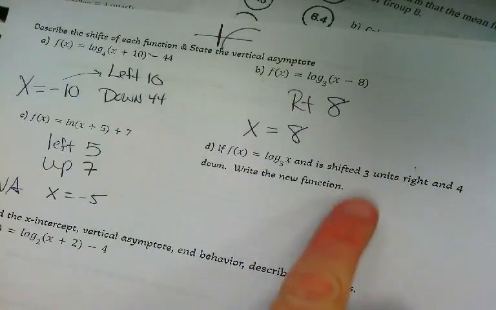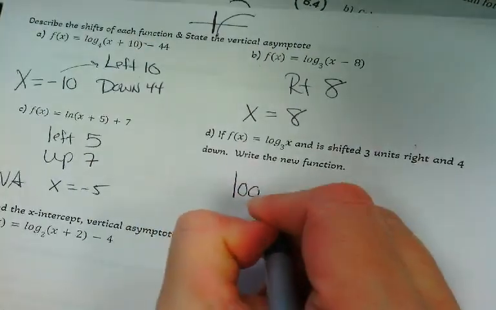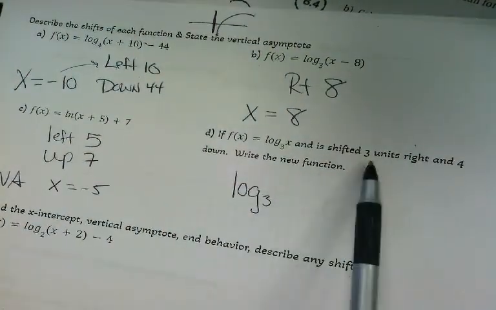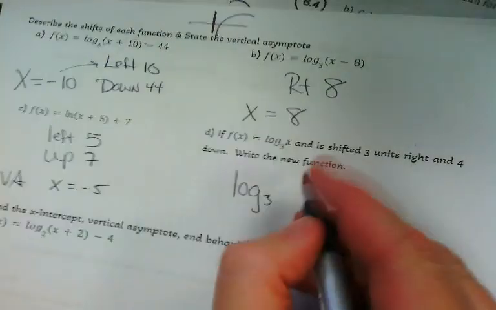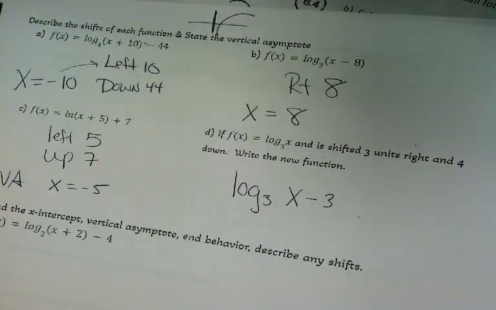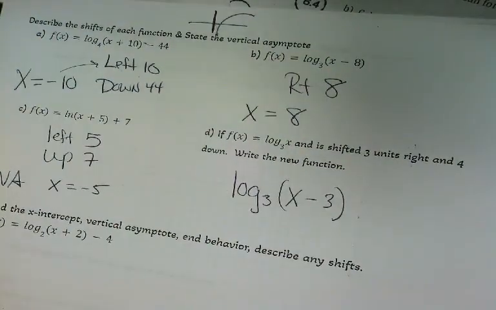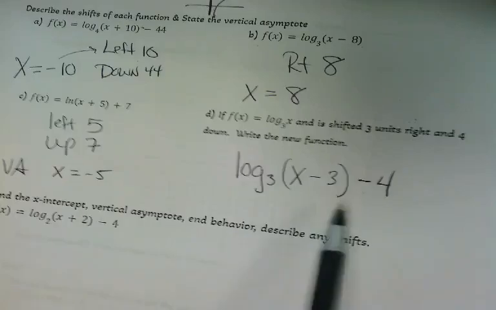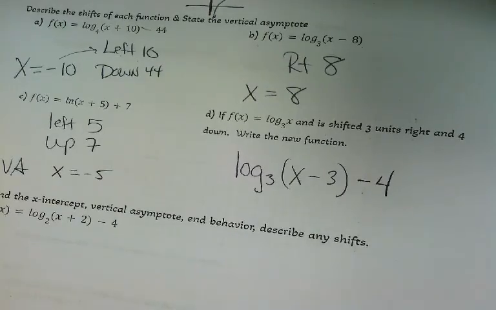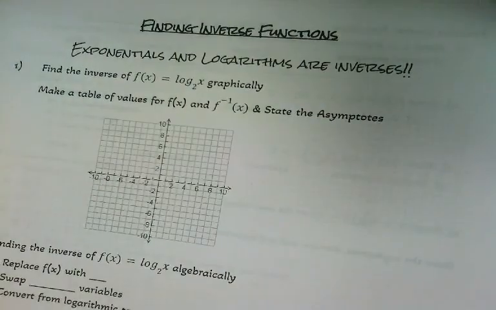Okay, so now they want you to put the information into log base 3 of x. So let's put log base 3. How am I going to shift this 3 to the right? Okay, just like this, x minus 3, in parentheses. The parentheses tell me that I'm shifting left or right. And if I want 4 down, where would I put that? Outside, -4, right? So inside is left and right, outside is up and down. We got the idea? All right, flip the page.